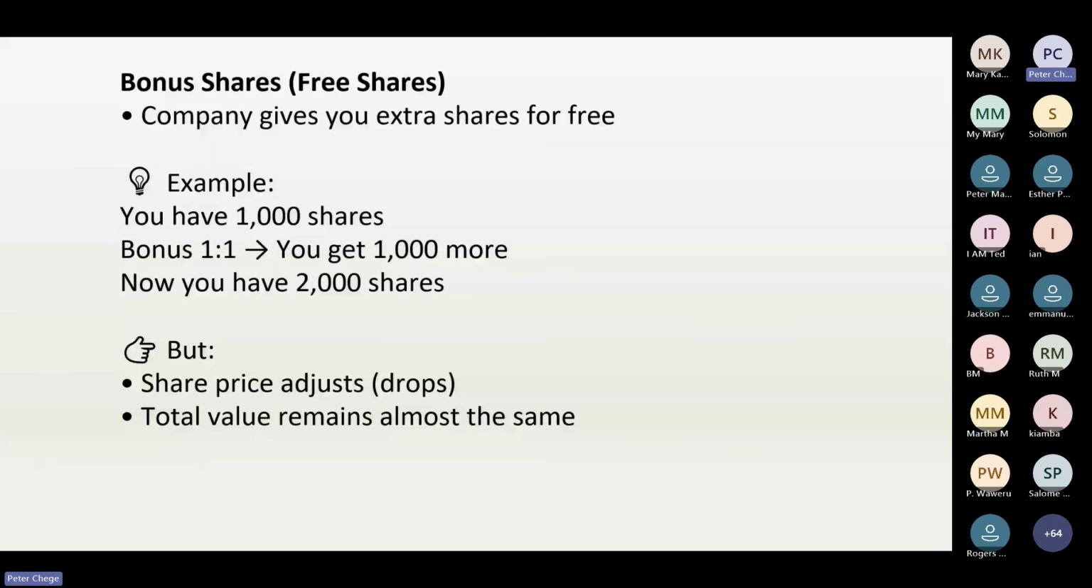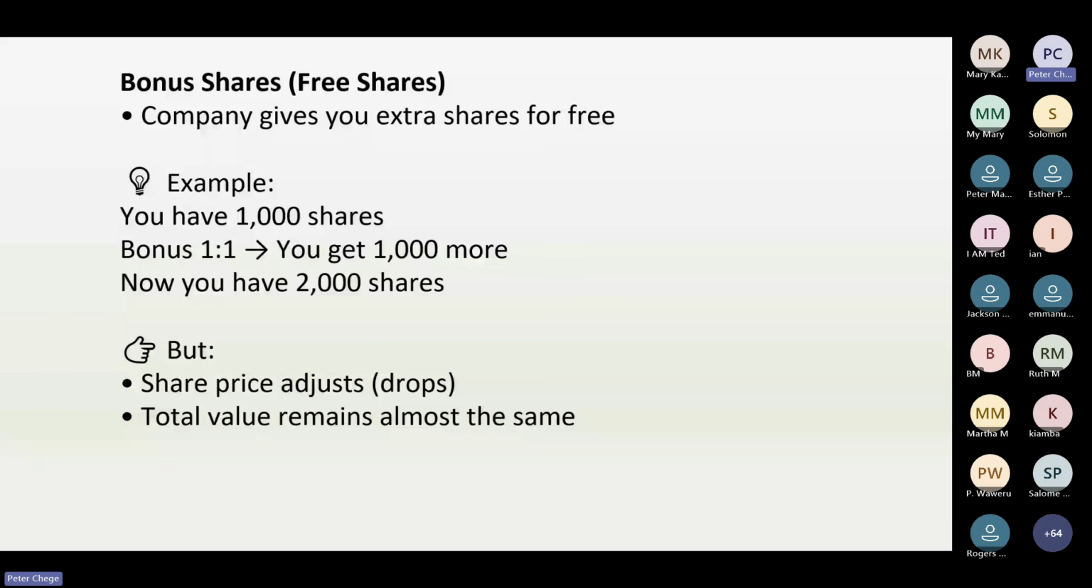They share that in the form of extra shares at no cost to you. So if you have like 1,000 shares, they decide the bonus is 1 for 1. That means for every one share you own, you get another additional share. So if you have 1,000, then you get another 1,000. So in total, it becomes around 2,000 shares.